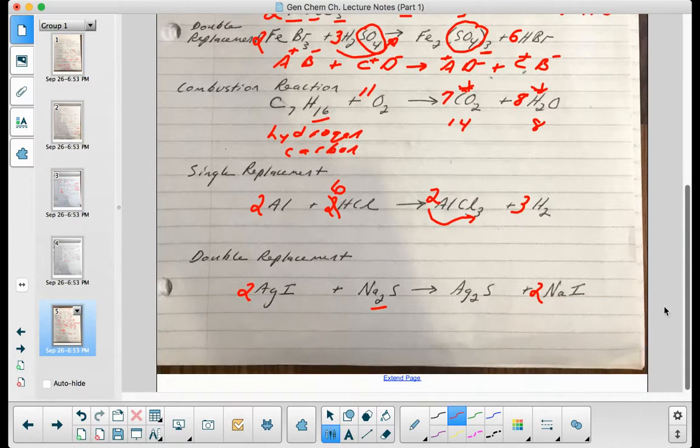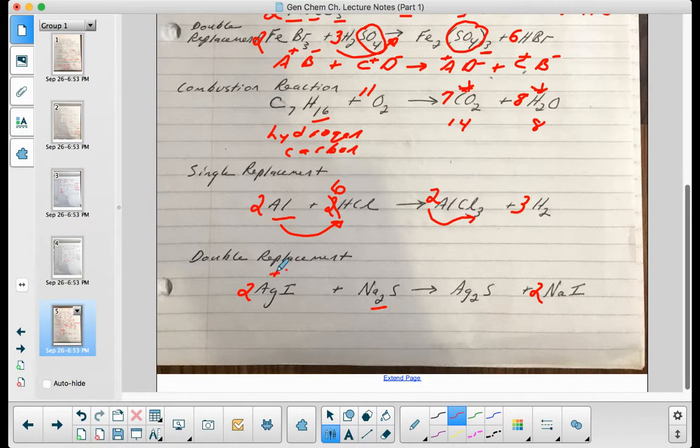And then there's a single replacement reaction. In a single replacement reaction, something like this happens. The aluminum kicks out the hydrogen to form aluminum chloride and releases the hydrogen. So one species breaks up a species that's made up of two components and replaces one of the components and releases the other. And then this is just another example of double replacement, a little bit easier.